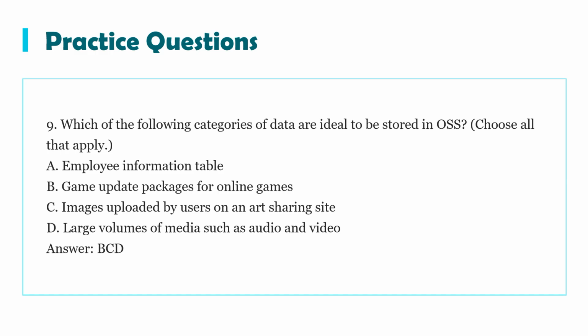9. Which of the following categories of data are ideal to be stored in OSS? Choose all that apply. A. Employee information table. B. Game update packages for online games. C. Images uploaded by users on an art sharing site. D. Large volumes of media such as audio and video. Answer: B, C, D.